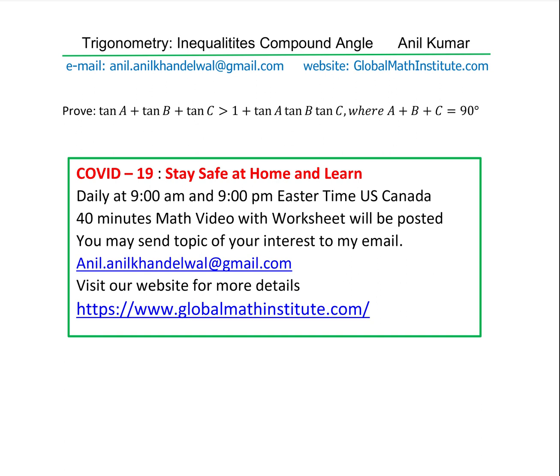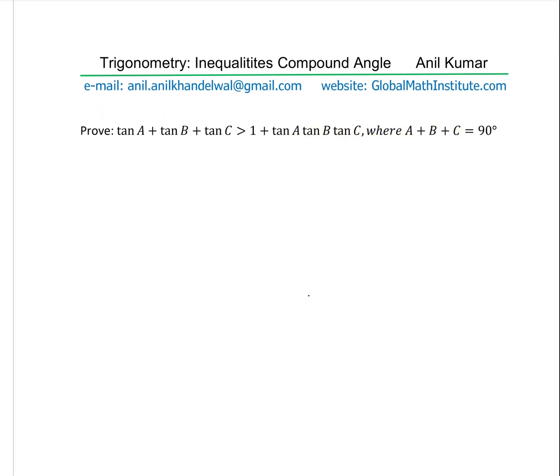Now, here we have a request to prove an inequality on trigonometry. Let us prove the inequality tan A plus tan B plus tan C is greater than 1 plus tan A tan B tan C, where A plus B plus C is equal to 90 degrees. So we can begin with finding what is sine of A plus B plus C. We'll expand this and then prove the identity.